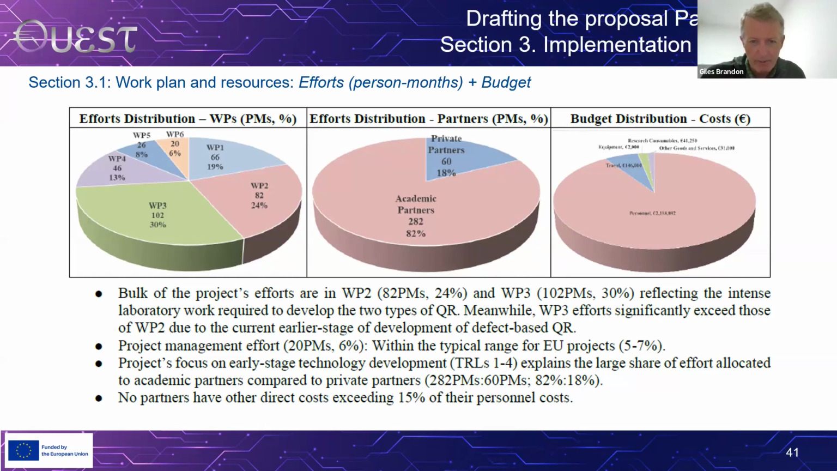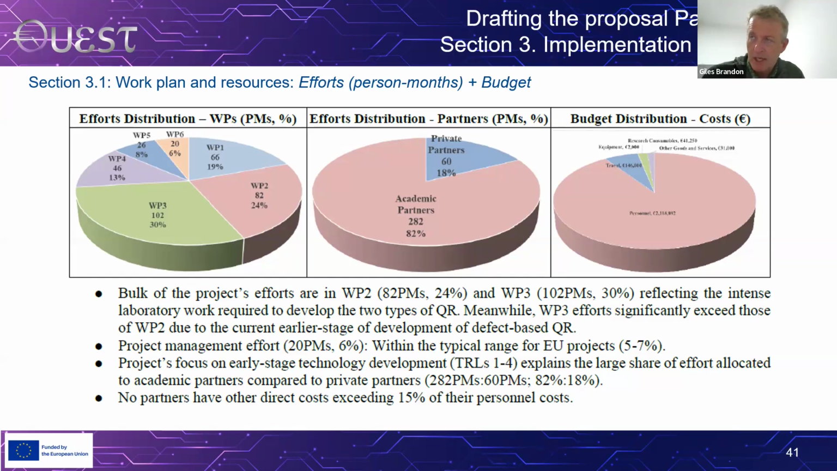With the pie chart in the middle, here we did a split between showing the amount of person months for the academic partners versus the private partners. Here, I think this is really important for research and innovation actions and innovation actions.